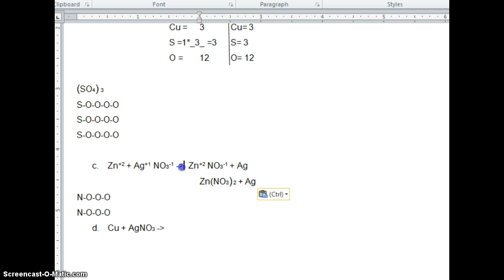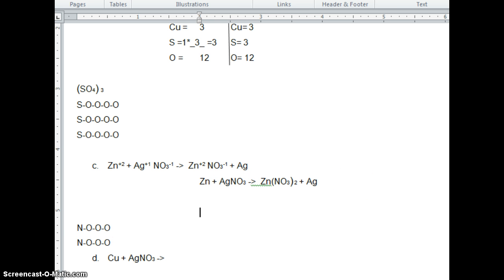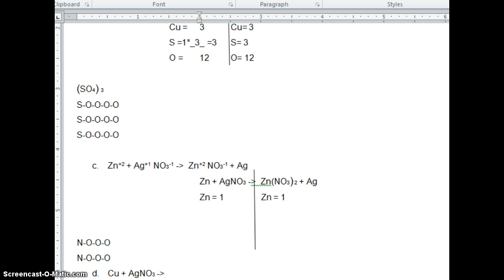So let's write out our whole chemical equation here, because now we need to show that we have the same amount of everything on both sides, because that's what the law of conservation of mass tells us, and that's how we balance it. All right, so again, I'm going to draw a line to separate it, and I'm going to make a list. So on this side, how many zincs are there? 1. On the product side, how many zincs are there? 1. On the reactant side, how many silvers are there? 1.